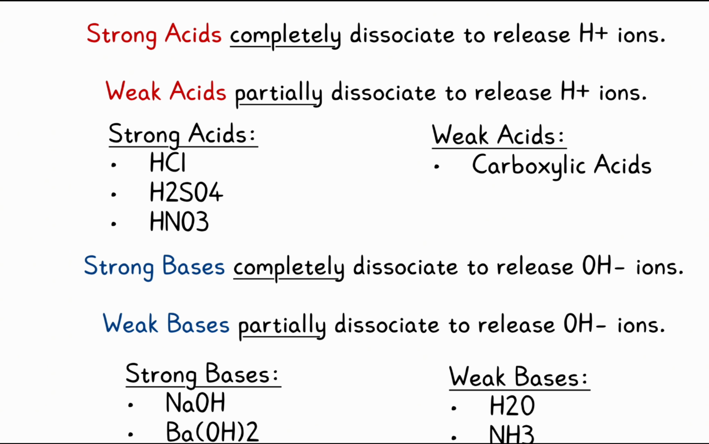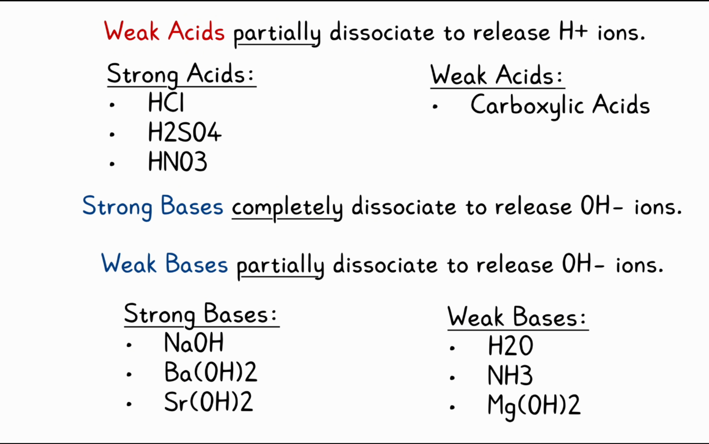Strong bases completely dissociate to release hydroxide ions, and weak bases partially dissociate to release hydroxide ions. A strong base is things like sodium hydroxide, barium hydroxide, strontium hydroxide, especially these two. Since they have two hydroxide ions, they'll release double the amount of hydroxide ions upon dissociation.